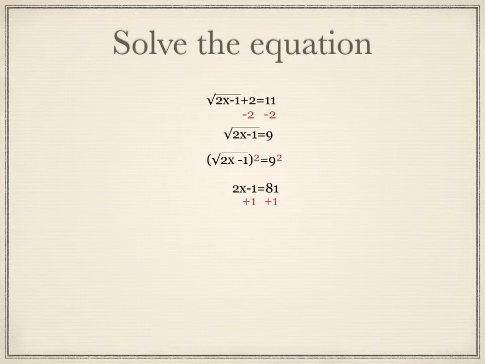Now we want to get rid of the minus 1. The opposite of subtracting 1 would be adding 1 to both sides. And we get 2x is equal to 82. Then we want to get x by itself, so we're going to divide both sides by 2. And we get x is equal to 41.